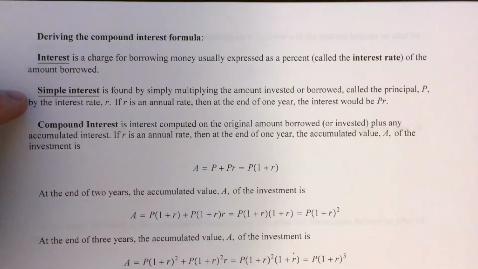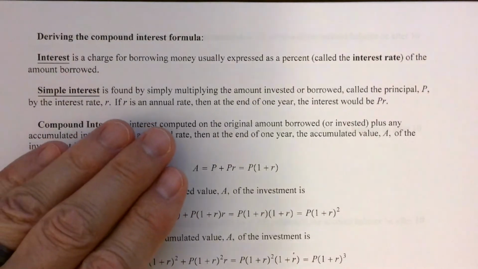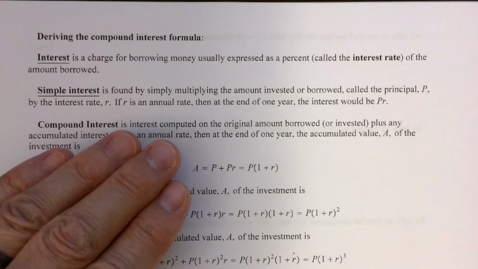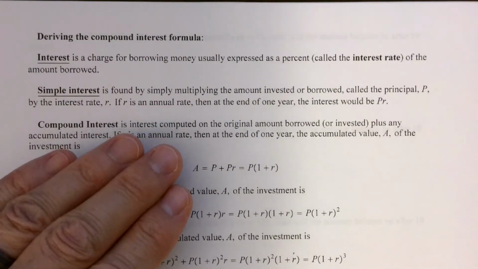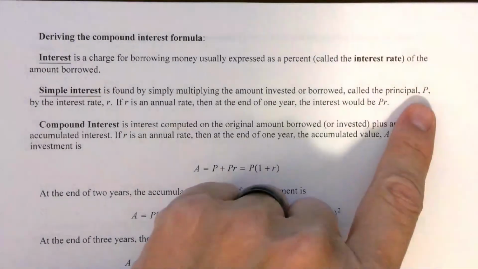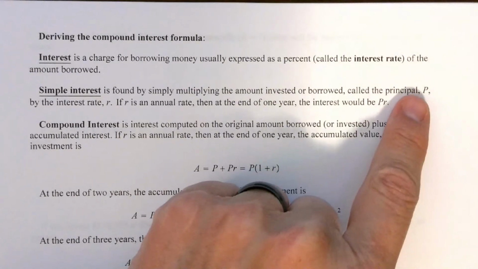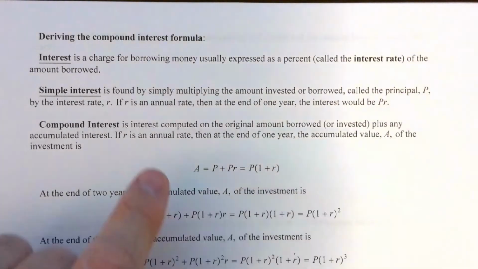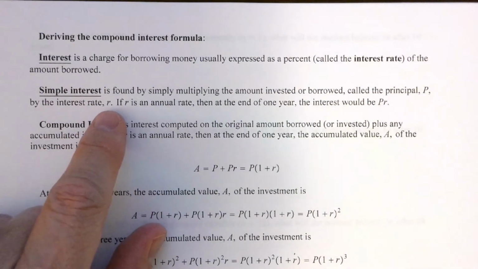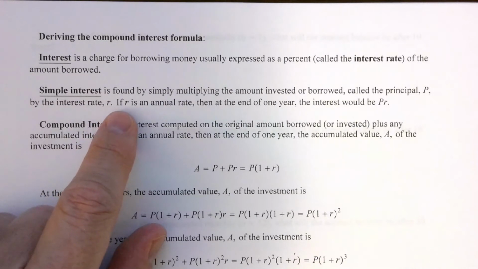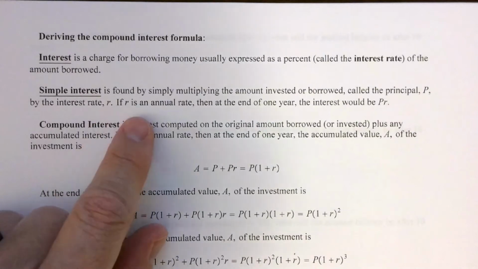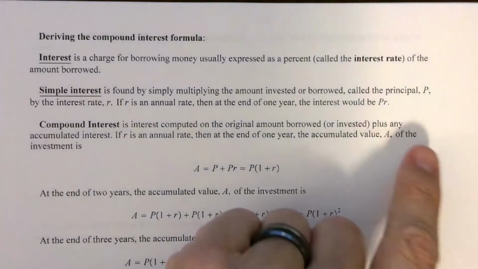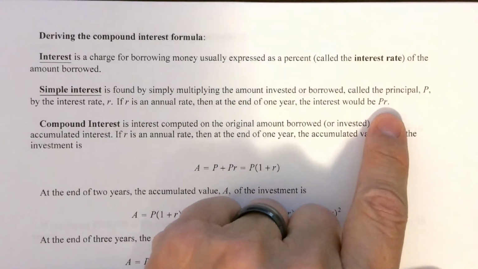Now, simple interest is a way of calculating interest by just multiplying the amount that you invested, which we call the principal, and we use the letter capital P for the principal. That's the amount that you invest or borrow. And then the interest rate, which we'll use R for. We just multiply those two quantities together. If R is an annual rate, then at the end of 1 year, the interest would just be your principal times your rate.